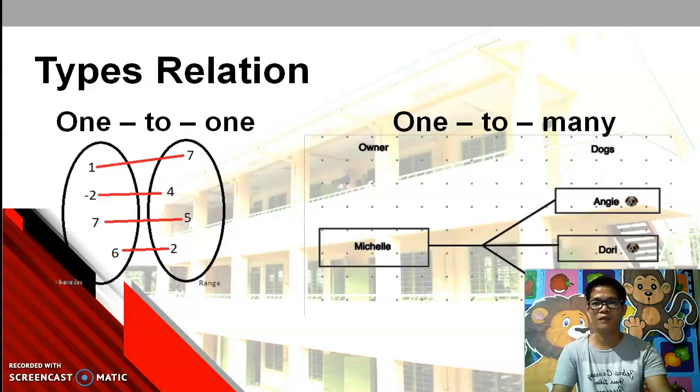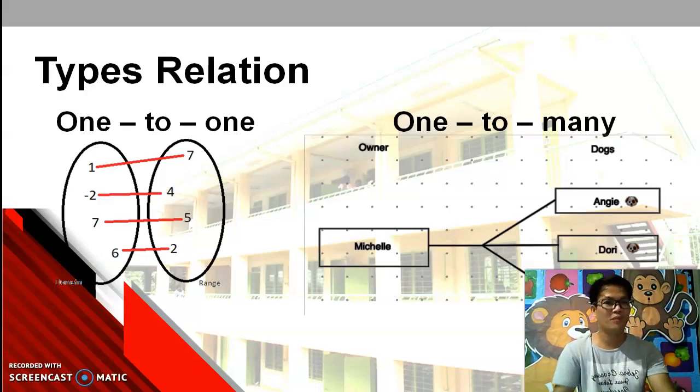So what is a relation? We have different kinds of relations. We have one-to-one relation. One-to-one relation simply means the element of x is paired to only one element of y, which is (1, 7), (-2, 4), (7, 5), and (6, 2). So 1 is paired to one element. Next is one-to-many. It means that one element of x is paired to many elements of y, like this one. Michelle is the owner, and she owns 3 dogs. So one owner, 3 dogs.